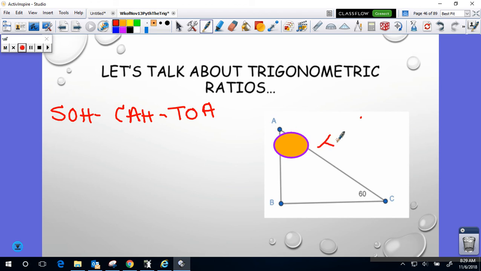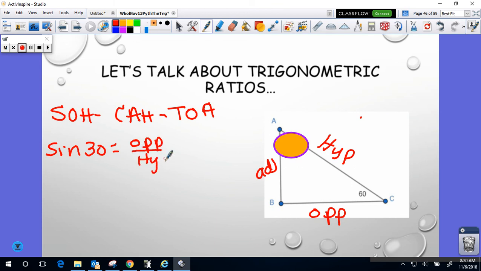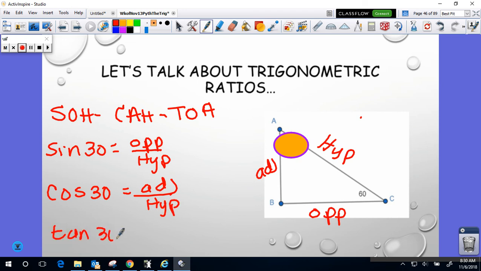sides. The side that's slanted is always the hypotenuse. The side that the shape is touching is always the adjacent, because adjacent means right next to. And this side is your opposite. So if I wanted to do sine of 30, it would be opposite over hypotenuse. And then if I wanted to do cosine of 30, it would be adjacent over hypotenuse. And then if I wanted to do tan of 30, it would be opposite over adjacent. And then we got it.